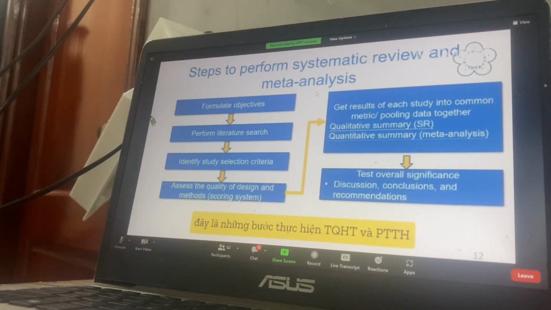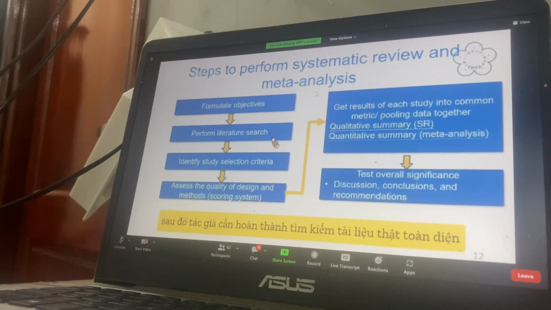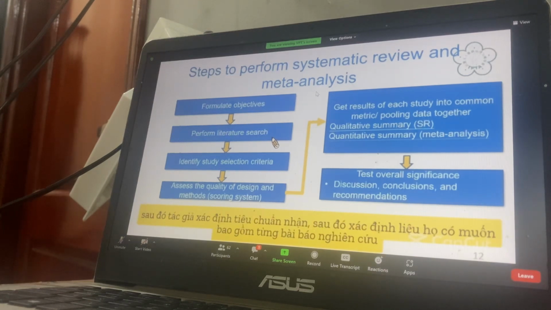Here are the steps to perform a systematic review and meta-analysis. First of all, you need to identify your research question. You need to formulate the objective of your review. What are you interested in? What do you want to look for? That would be your objective. Then the authors need to complete a very comprehensive literature search throughout multiple databases in order to make sure that they have included every piece of research possible that is related to your topic.